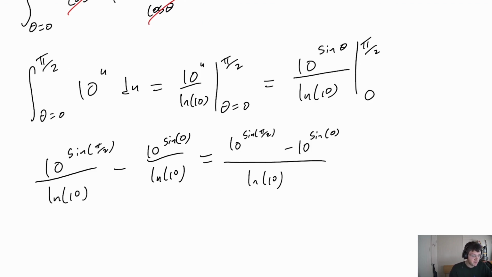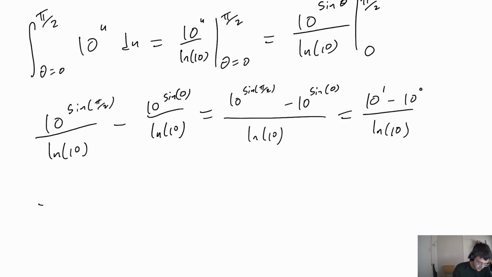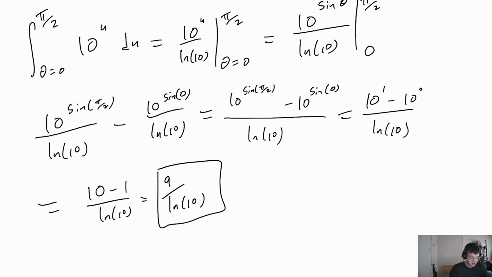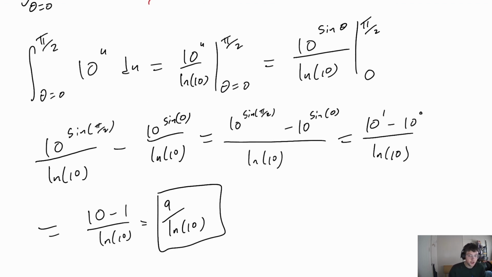And we can compute this further. The sine of pi over 2 is 1, and the sine of 0 is 0. So this gets me 10 to the 1 minus 10 to the 0 over natural log 10. So this is 10 minus 1 over natural log 10. This is 9 over natural log 10. So a little bit of u substitution, a little bit of antiderivative of b to the x, and we can call it a day.